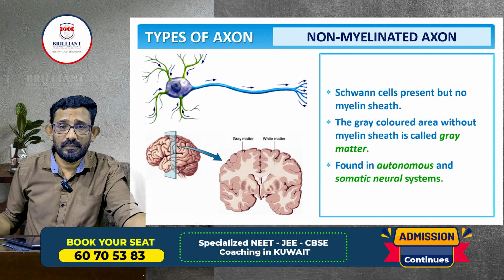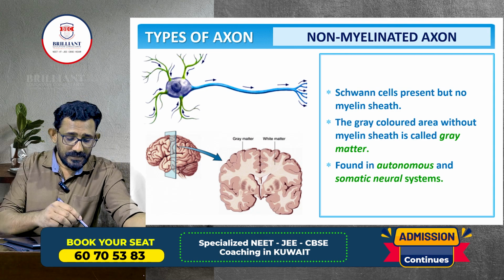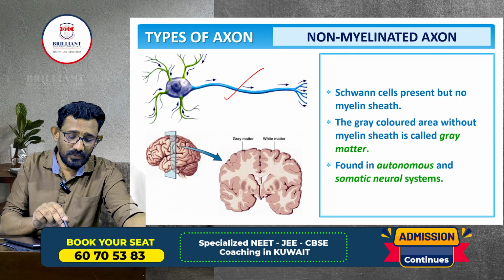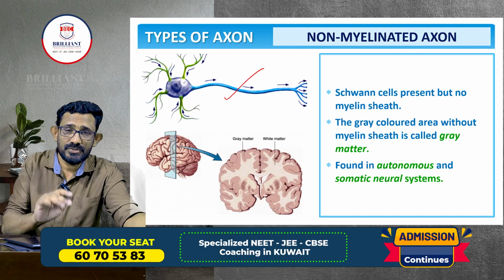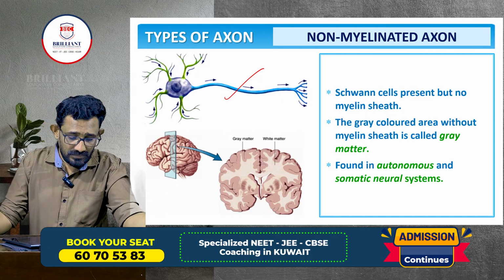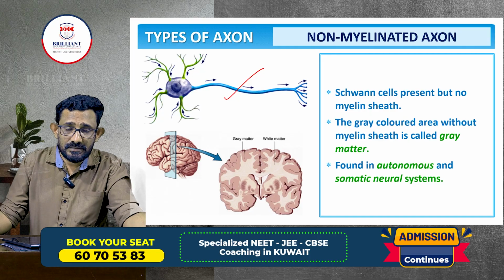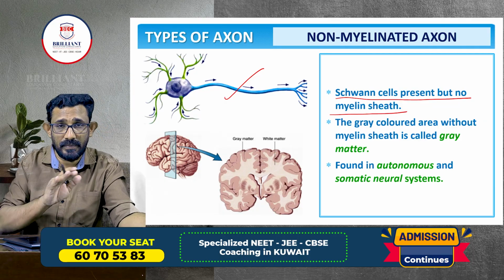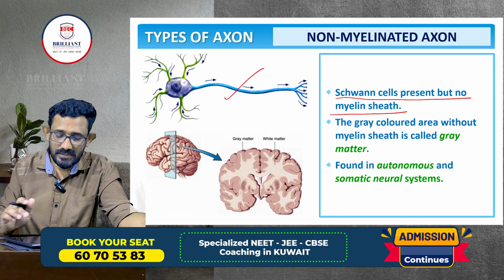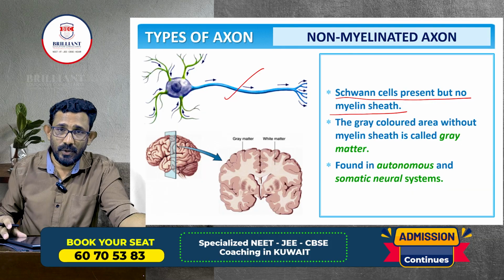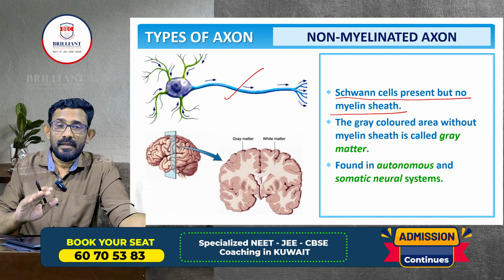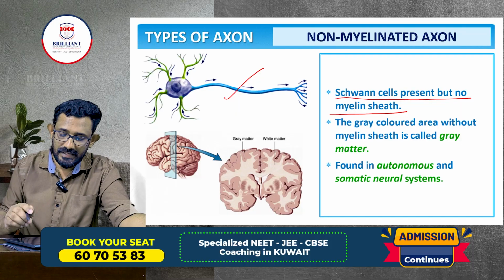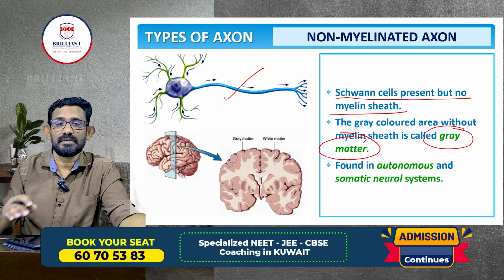The other type of axon is called the non-myelinated axon. That means an axon without a myelin sheath. See, this is the picture of a non-myelinated axon. Here you can clearly see that there is no myelin sheath. But one thing: Schwann cells are present in both the myelinated and non-myelinated axons, but there won't be a myelin sheath in the non-myelinated axons. In the absence of the myelin sheath, the neuron appears grey in color. That is why it is known as grey matter.